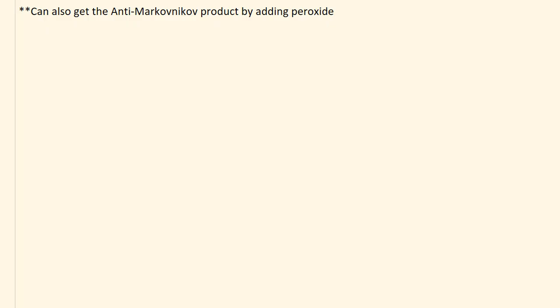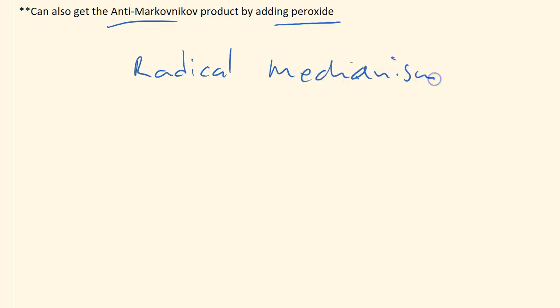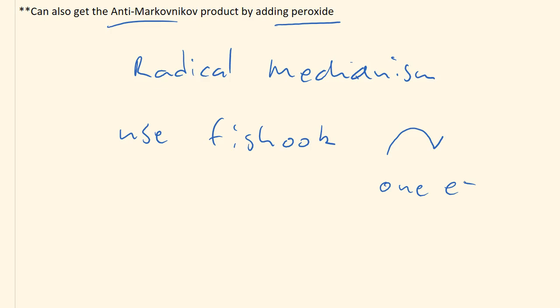Now, this is just a preview because we haven't talked about radical chemistry yet, but if you add a peroxide, you get the anti-Markovnikov product, and this is because it goes through a radical mechanism, as opposed to ionic. No charged intermediates are produced, and so instead of 2 electrons in a curved arrow, we use a fishhook, which is a curved arrow that looks like that, and that represents 1 electron instead of 2.